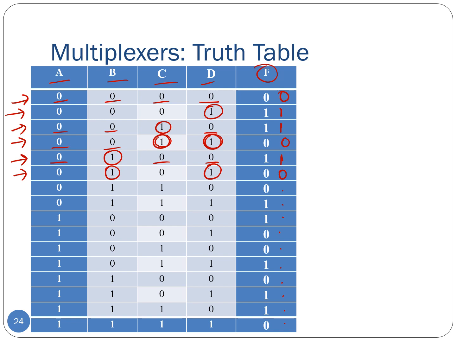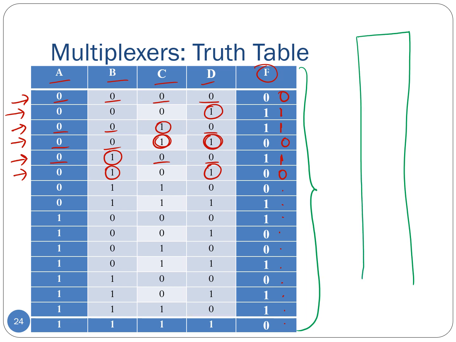Now the second part is asking us to implement this truth table using a multiplexer, right? Now notice that there are 16 rows in this truth table. Now if you were given a 16 by 1 multiplexer, implementing this truth table using a 16 by 1 multiplexer would be a very straightforward problem, right?